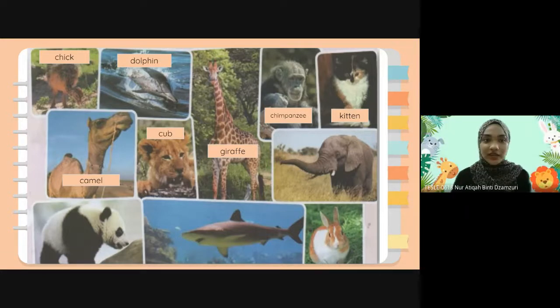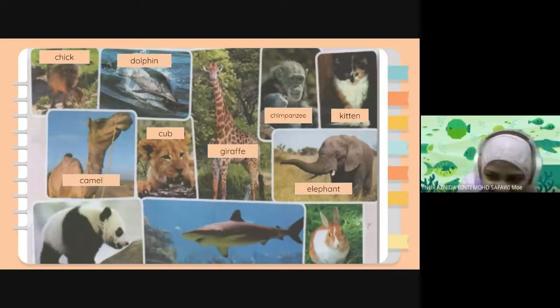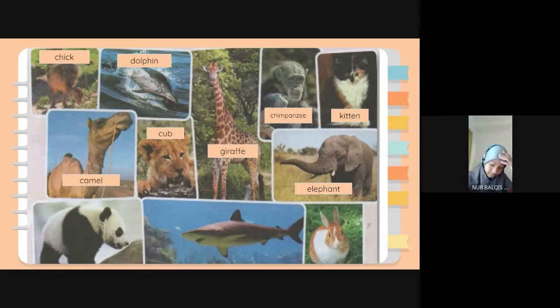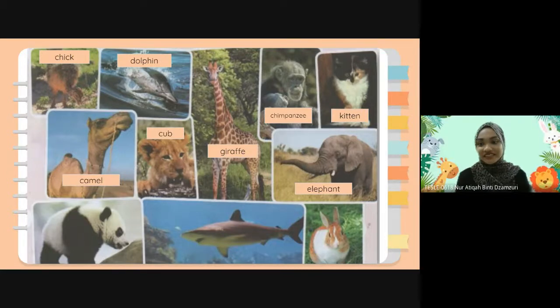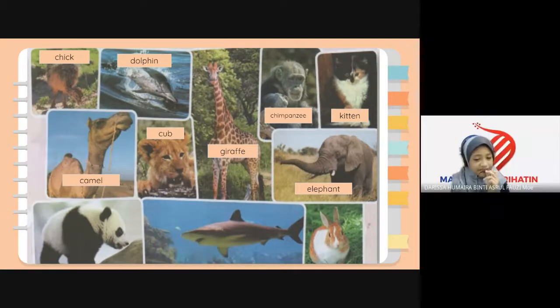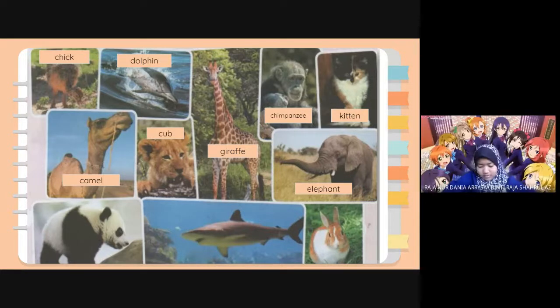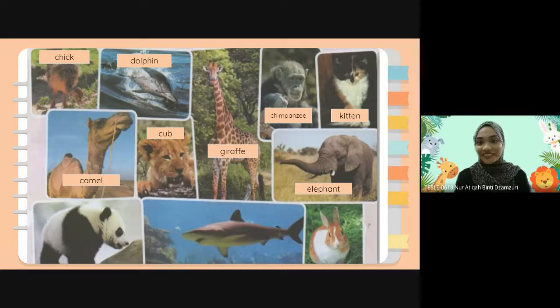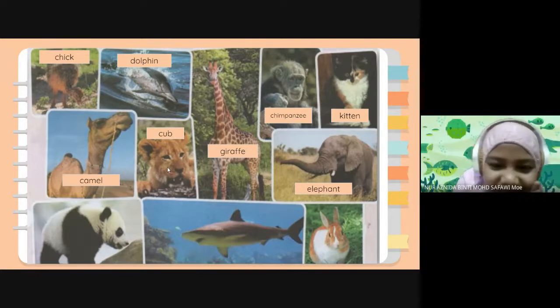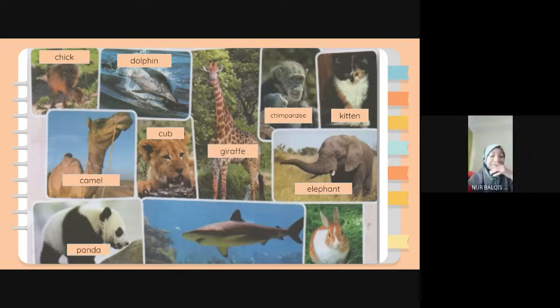Now, that one. Elephant. Do you like the elephant? Yes. Why do you like the elephant? Because they are heavy. You like heavy things. Heavy animals. Okay lah, boleh je. Warna the black and white. The black and white animal. What is that? Panda.